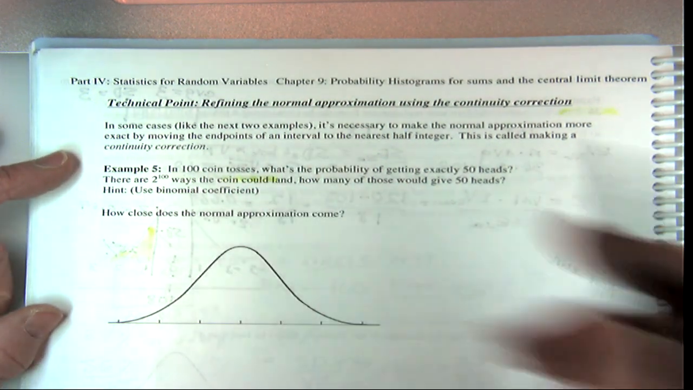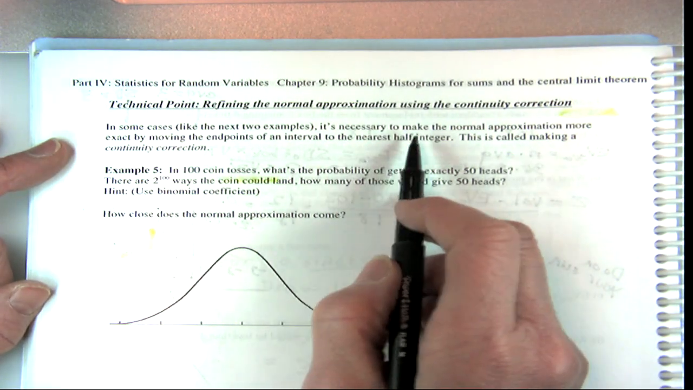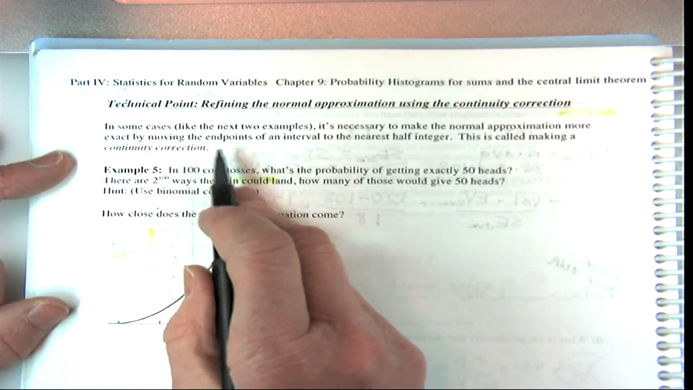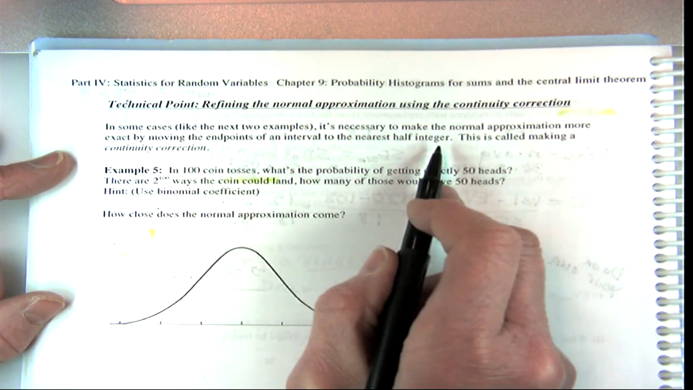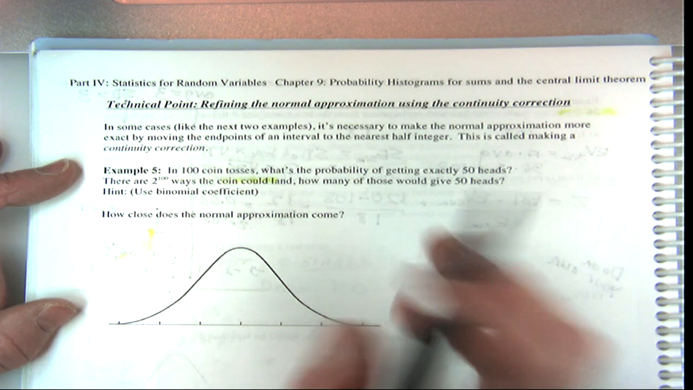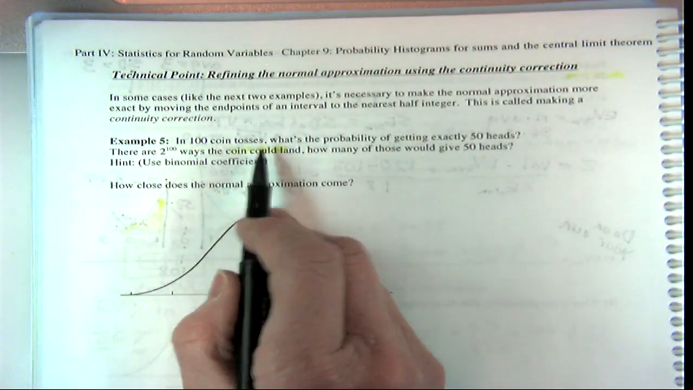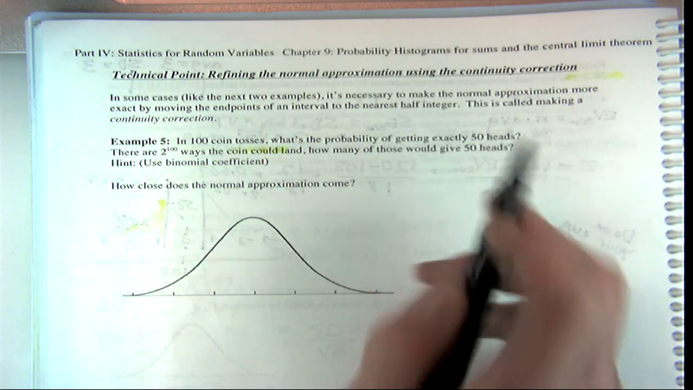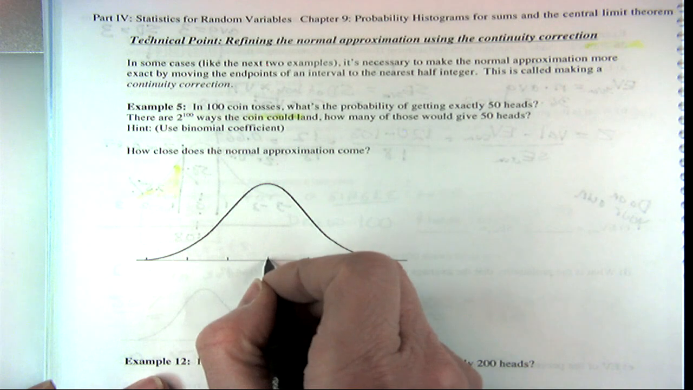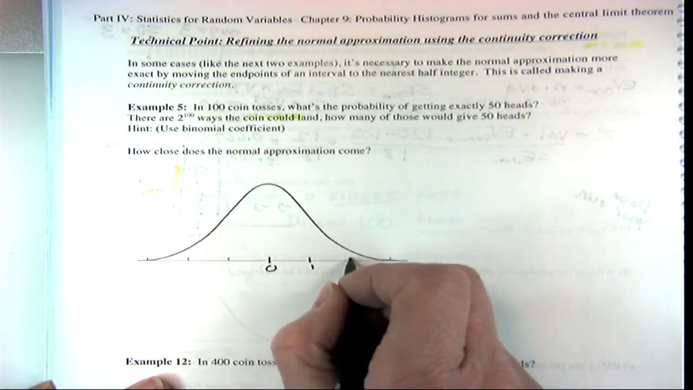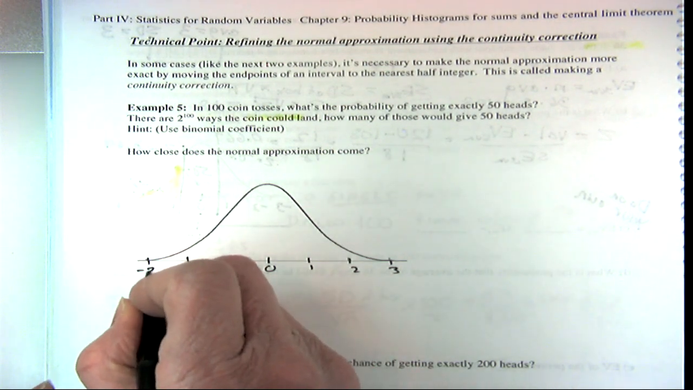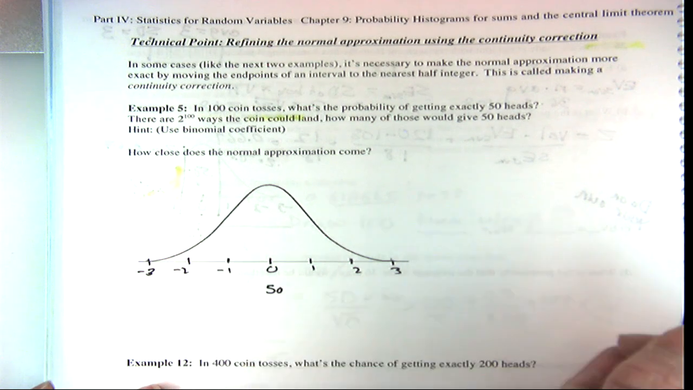In some cases, this is on page 58, like the next two examples, it's necessary to make the normal approximation more exact by moving the endpoints of an interval to the nearest half integer, and that's called making the continuity correction. Why? You'll see why in a minute. In 100 coin tosses, what's the probability of getting exactly 50 heads? As a z-score, you have 0, 1, 2, 3, -1, -2, and -3. But we want exactly 50 heads.